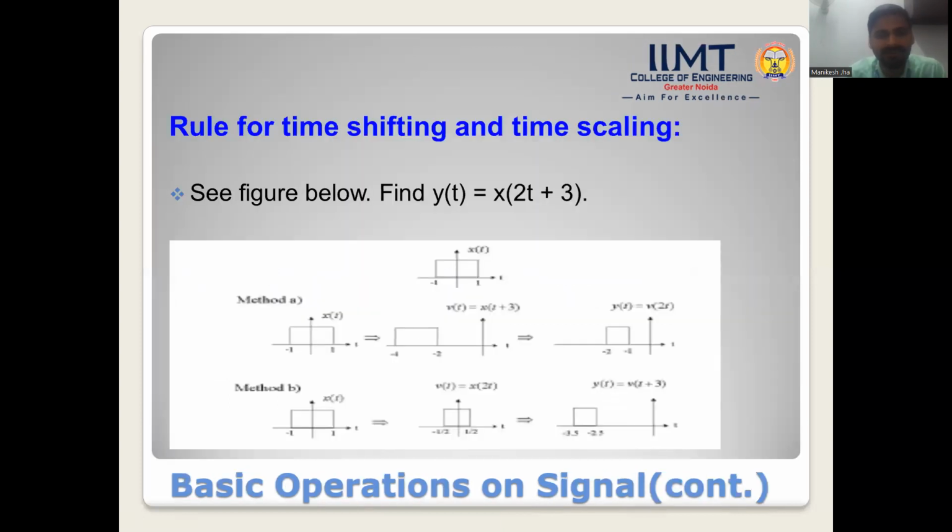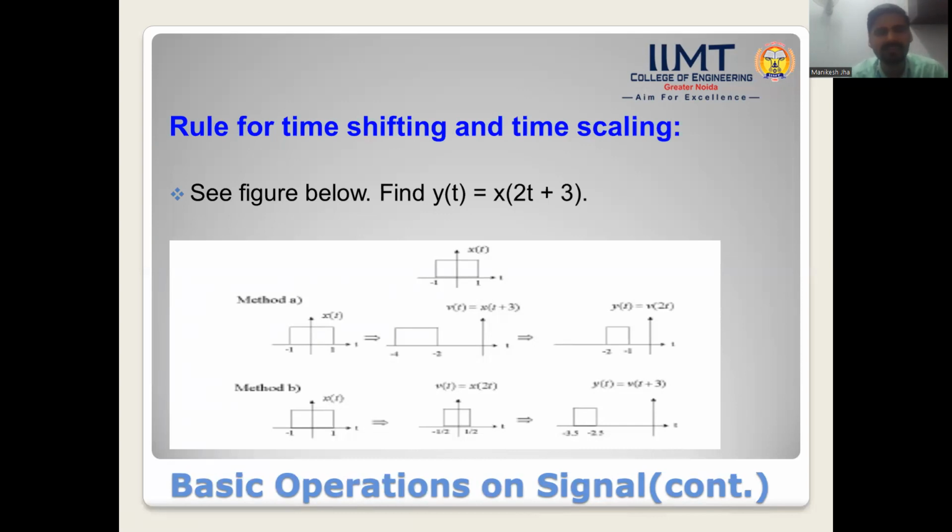So one question we are going to take is shifting and time scaling. Take the signal y(t) = x(2t + 3), where x(t) is given as a rectangular signal from -1 to 1. This is a combination of shifting as well as scaling. The question consists of two operations: shifting by 3 units, that is the plus 3, and 2t, which is the scaling. So we are going to scale by 2 units in the time domain.